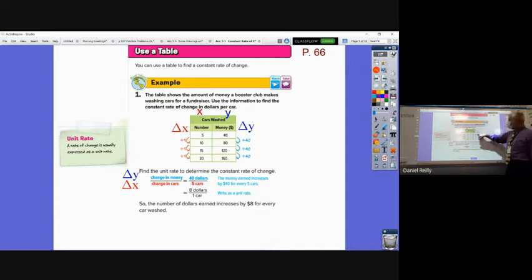Okay, so the amount of money goes up $40 every time the amount of cars goes up by 5. So the constant rate of change here is 40 divided by 5, which is $8 per car. That's the rate of change. Constant rate of change is a unit rate, okay? And what does it mean? Well, it means for every car, you get another $8. Right. I understand. Okay?